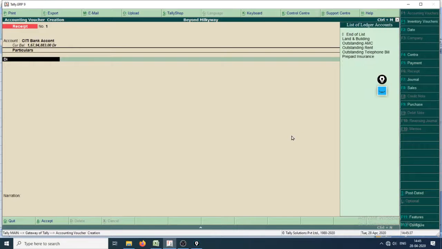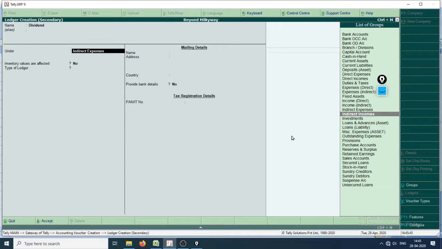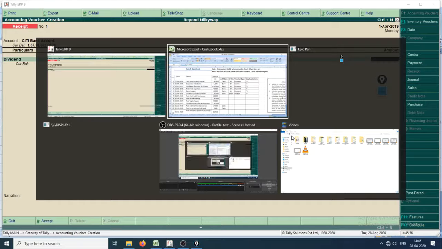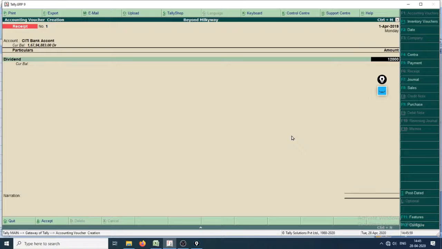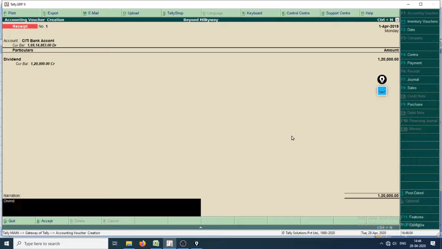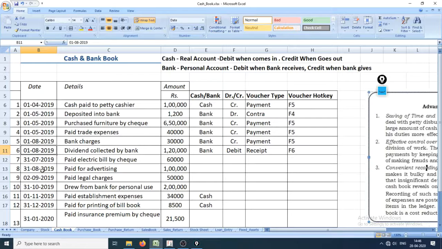Dividend. Is there an account of dividend? No. Alt C to create a ledger. Dividend, indirect income. Yeah, because the company is not in the trading of shares business, hence dividend is an indirect income. How much was the amount? 1,20,000. Yeah, we don't have the check details. Dividend received. Yes, this entry is also done.